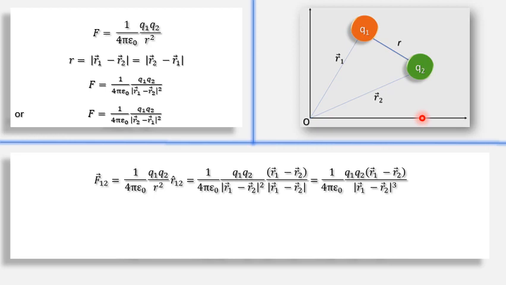What if I want F21? What is F21? F21 is force on 2 due to 1. Now how force on 1 due to 2 and 2 due to 1 differs? Suppose if Q1 and Q2 both are like charges, then Q1 will try to go away from Q2 and Q2 will also try to move apart.